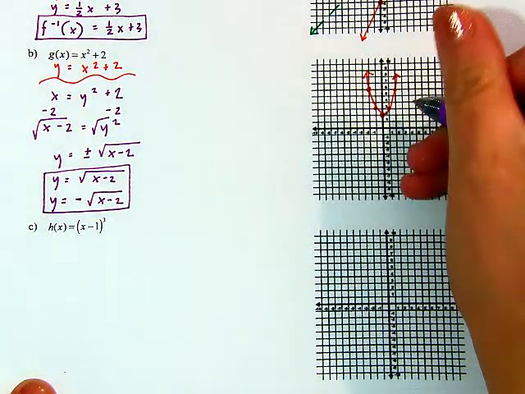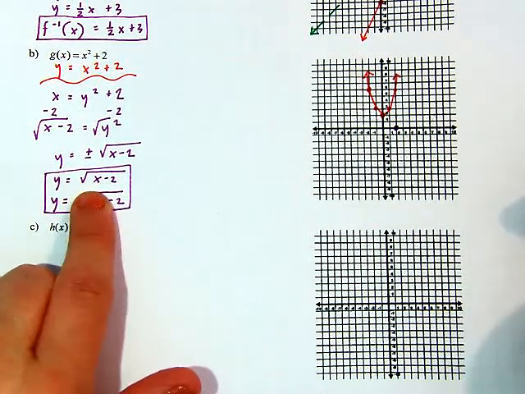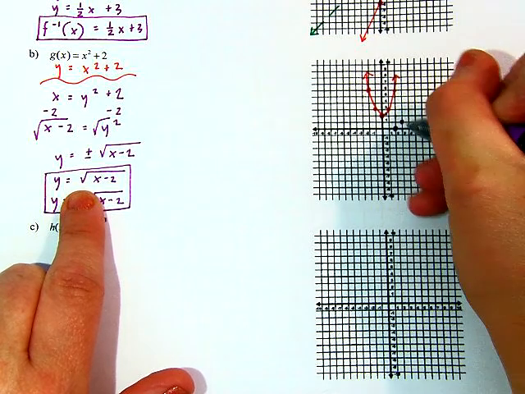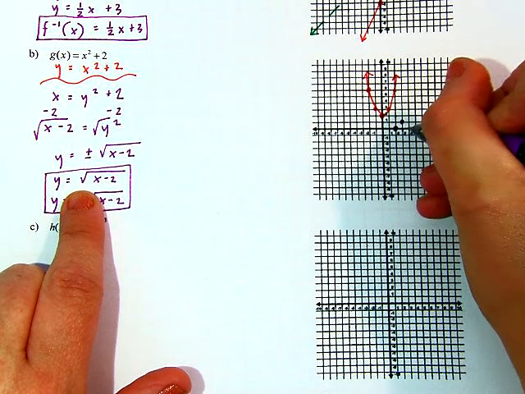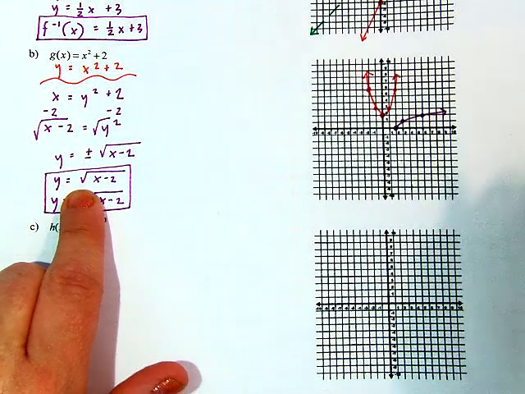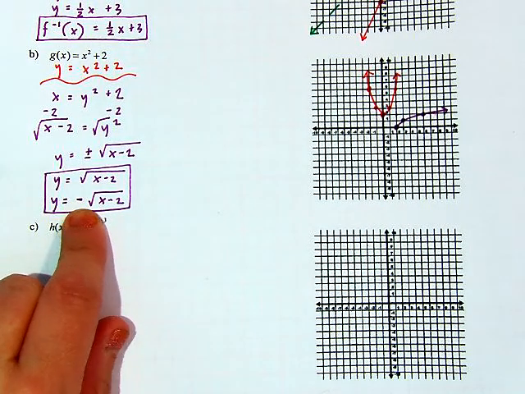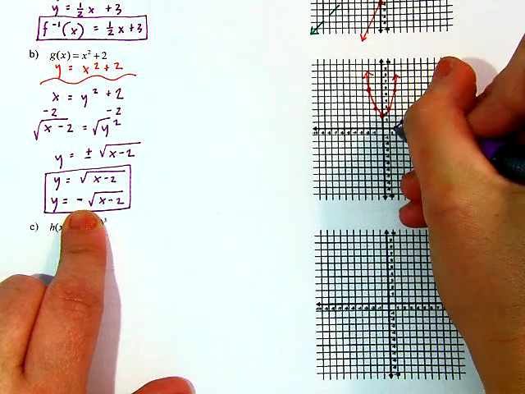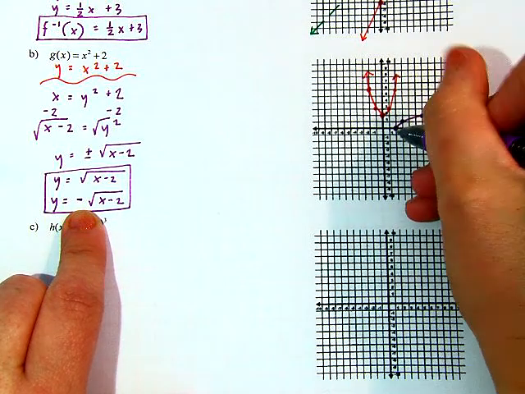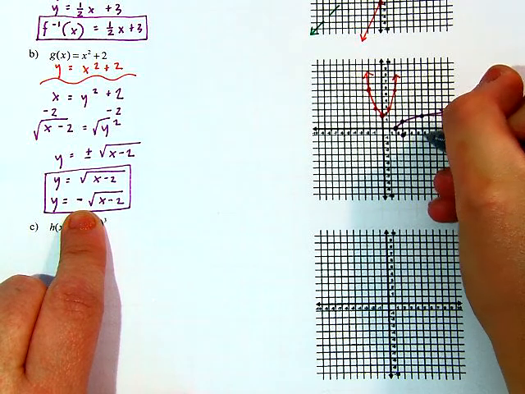If I go over 2 to the right, right there, and graph my positive square root of x minus 2, over 1, up 1, over 4, and up 2, that would be the positive square root of x minus 2. Then I need its reflection. I need to make sure it opens down, reflecting over the x-axis. So over 1, down 1, over 4, and down 2.